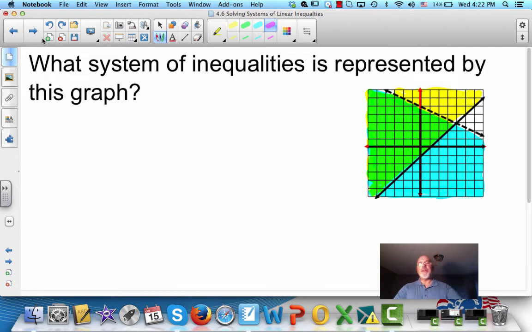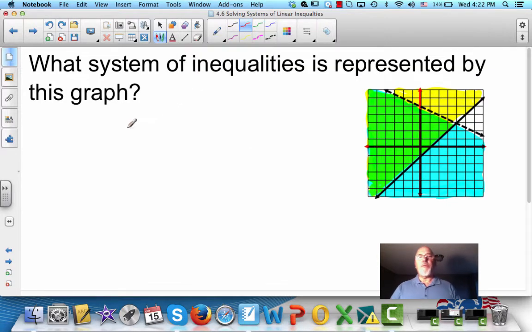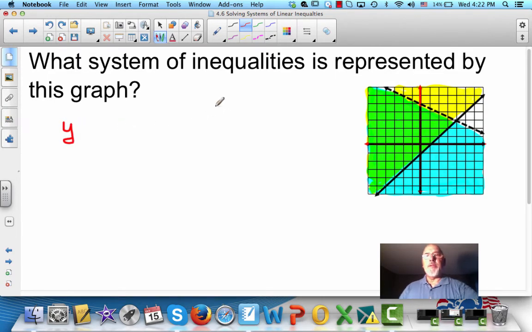Okay, a couple of things that you're going to have to do to work in the opposite direction. You're going to have to try to find a system of inequalities from the graph that you see here. So, you know that whenever you're writing these, you're going to start out with y, okay? So let's look at this.